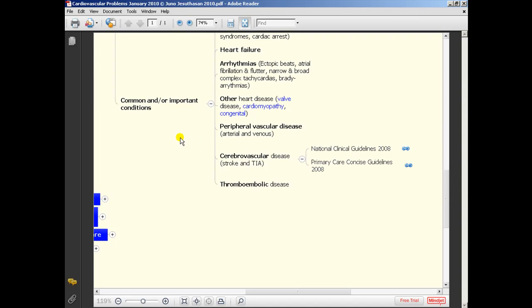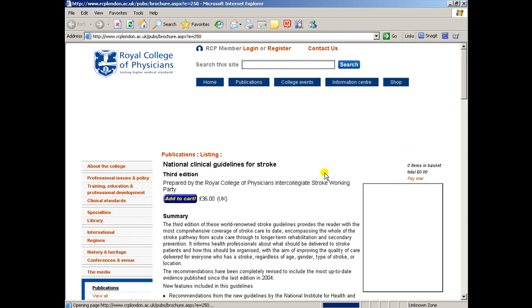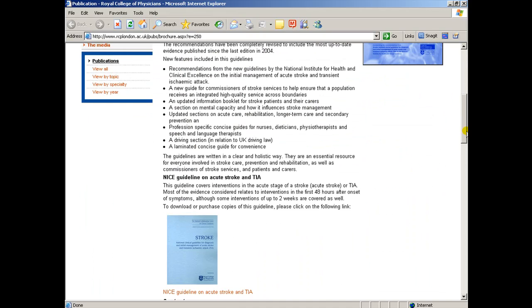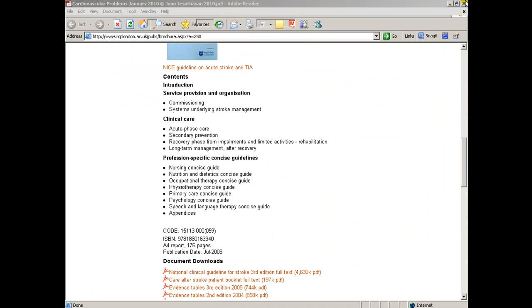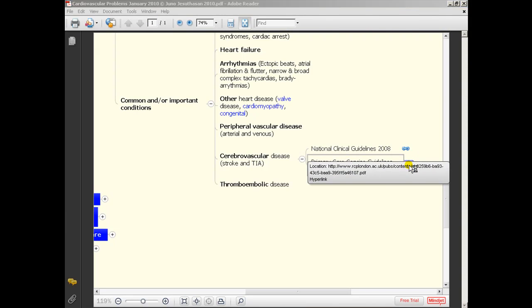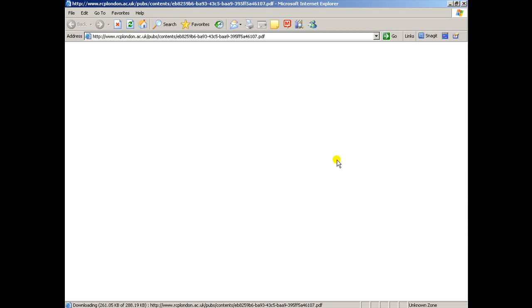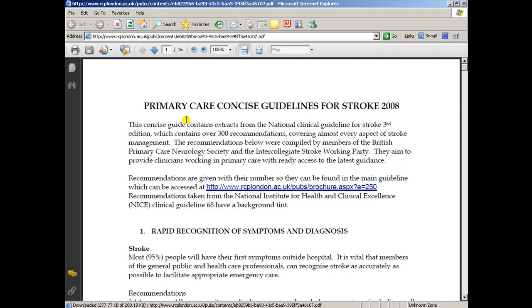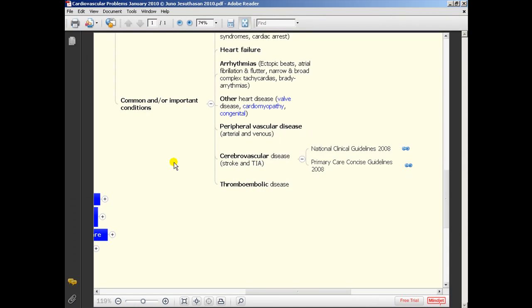On the same theme, under common and important conditions, I have links here to the National Clinical Guidelines. So if we click there, it takes you to this rather lengthy page, from which you can download things, but I prefer this one, which is the 16-page primary care concise guidelines for stroke. Those 16 pages are important reading, as it forms an important part of our workload, both acute and preventative.